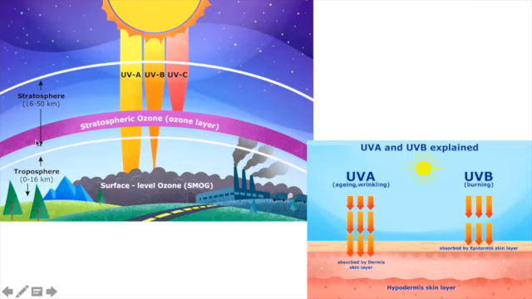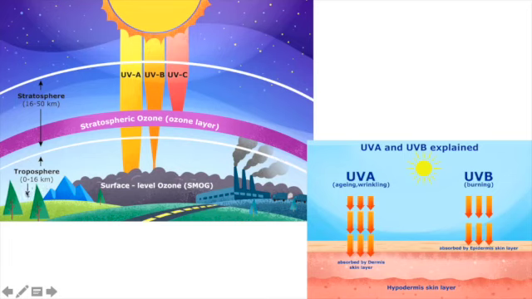Around about 30 kilometers, we have our ozone layer, which is made up of stratospheric ozone. And this ozone layer around 30 kilometers protects us from the UVC radiation from the sun.